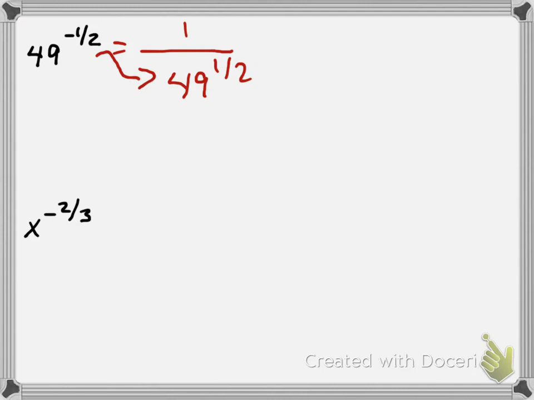And as I told you at the beginning, a 1/2 power means square root. So what does the bottom equal? 7. 49 to the 1/2 is equal to the square root of 49, which is 7.